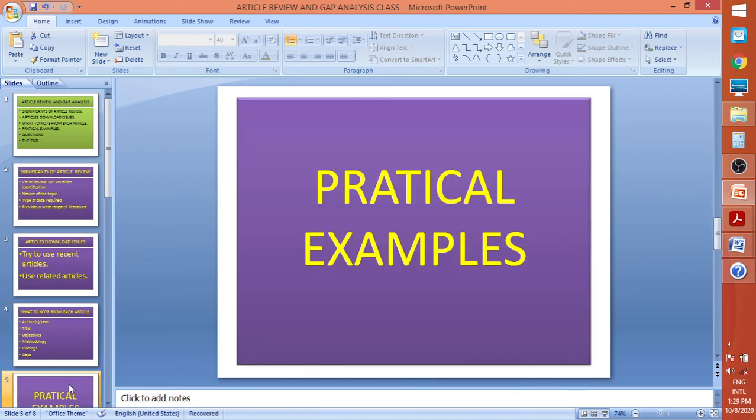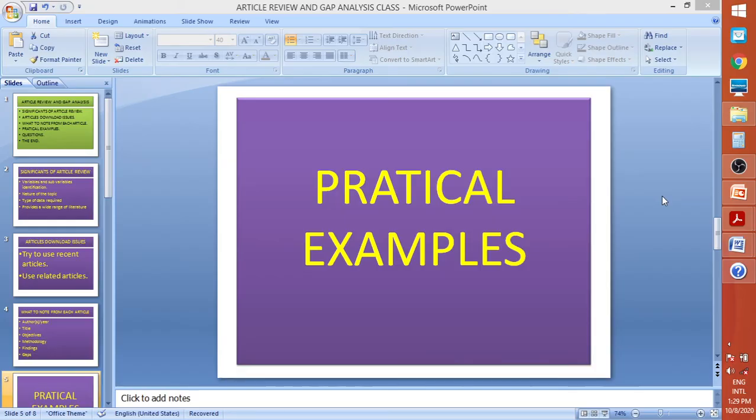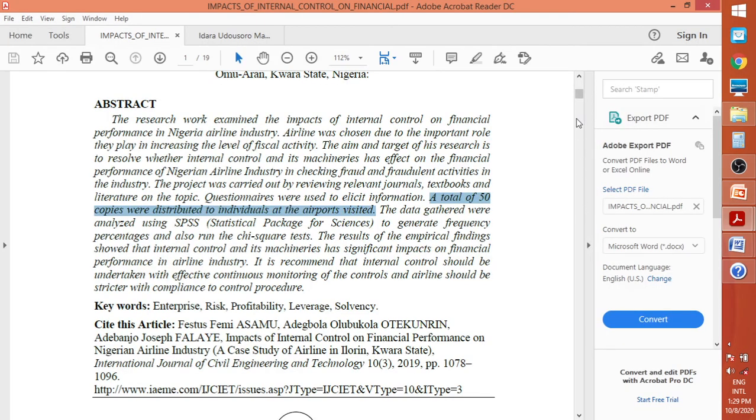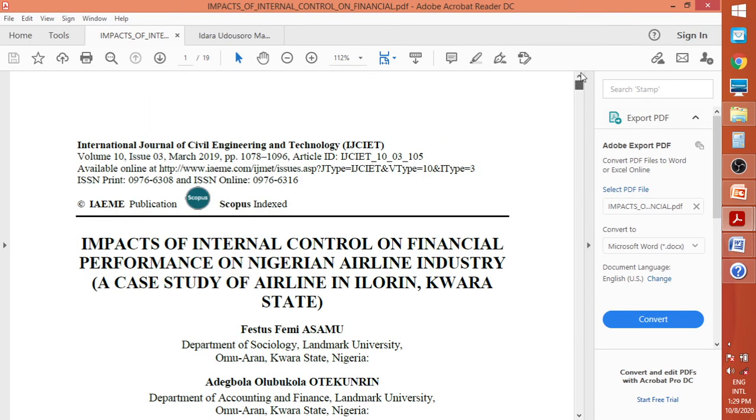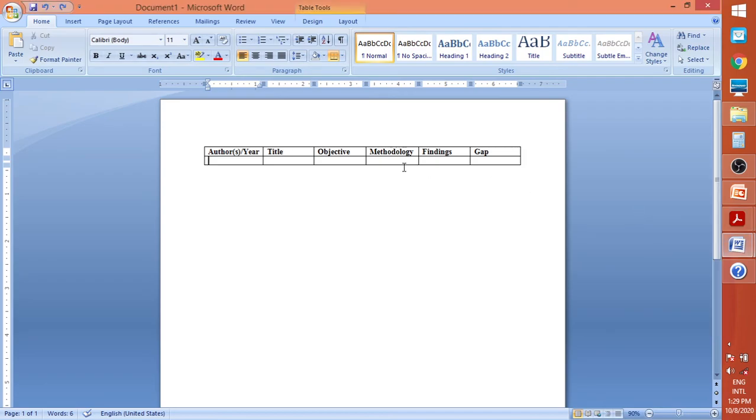So next we'll be trying to do a practical example of an article review. I'll be using an article which was sent in by one of the students. So this is the article the student sent to us, and we'll be trying to do our article review. I'll be going to my Word document where I'll be having this article review done. I'll be doing it in the tabular format.